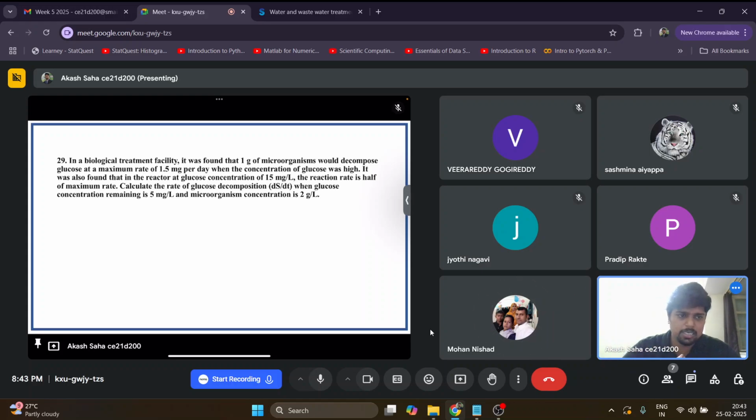So in essence, we have the mu max or the mu value, we have the Ks value, we have the S value, and we also have the X value. Now what do we have to find out? We have to find out dS by dt. dS by dt is the rate of substrate utilization. So how much substrate is being utilized with time? Directly, one formula is there.